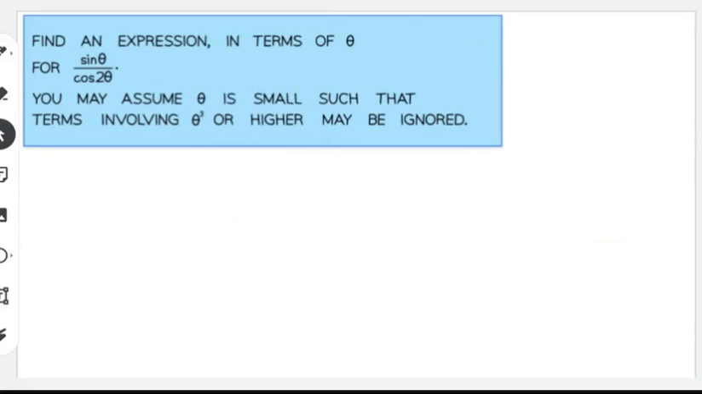It's just first principles, right? Well, first principles uses small angle approximations, but you're not even going that far in terms of using first principles. We're simply just using the small angle approximations for sine and cos.